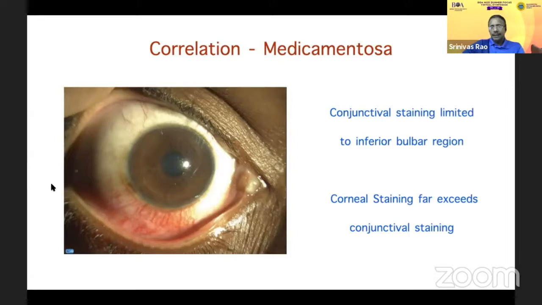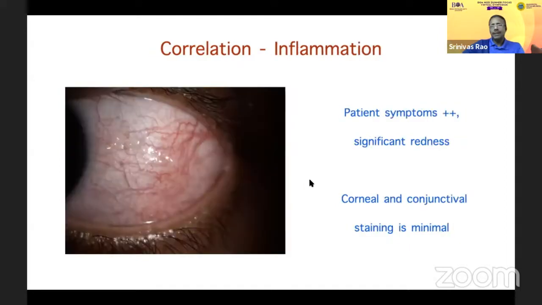If you have staining and inflammation below a horizontal line joining the 2 canthi, then it typically indicates toxicity from the medication, something like gentamicin, because most people apply the drop in the inferior fornix. And in the early stages, the corneal staining would also exceed the conjunctival staining, because the conjunctiva is generally a more robust epithelium and it's able to withstand this better in the initial stages.